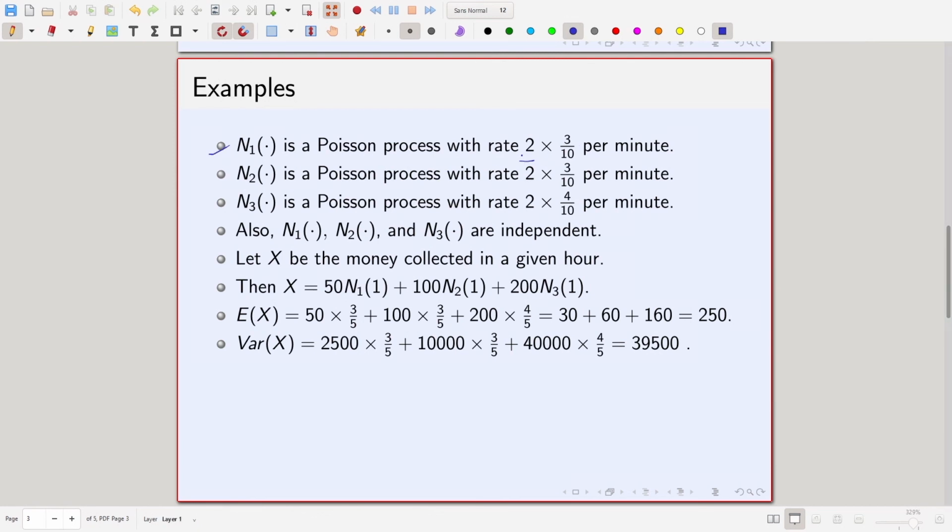Now, by the theorem on Poisson thinning, N1 is a Poisson process with rate, so the original rate was 2, and the probability that a vehicle is lightweight is 3 by 10, so the rate of this split process is lambda times p, that is 2 times 3 by 10 per minute. N2 will again be a Poisson process with rate 2 times 3 by 10 because a vehicle is medium weight with probability 3 by 10, and N3 will be a Poisson process with rate 2 times 4 by 10 because it is heavyweight with probability 4 by 10. So, N1, N2 and N3 are Poisson processes with rates 2 times 3 by 10, 2 times 3 by 10 and 2 times 4 by 10 respectively.